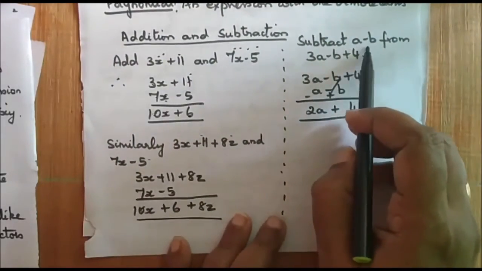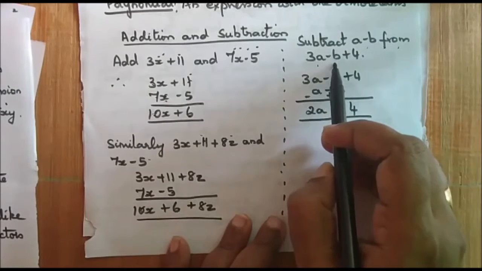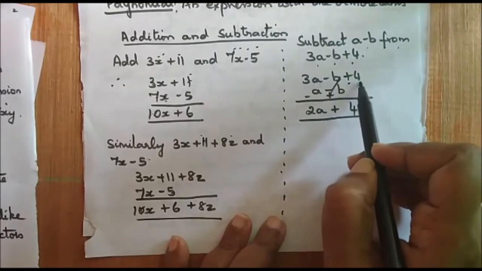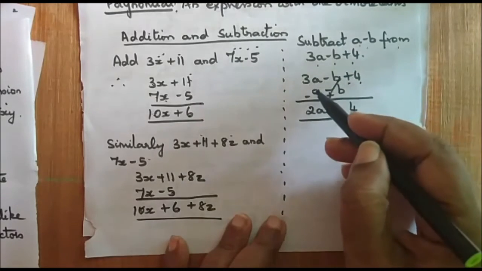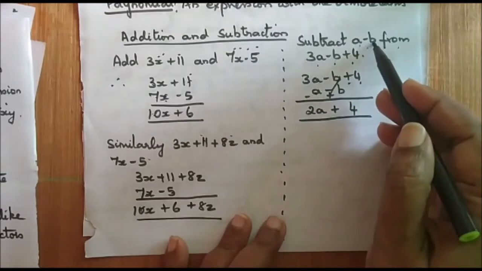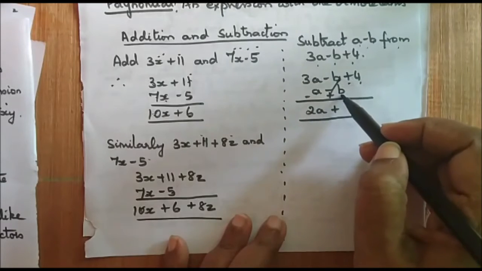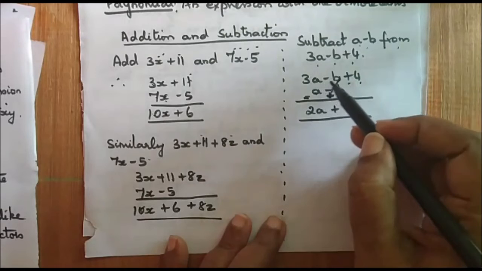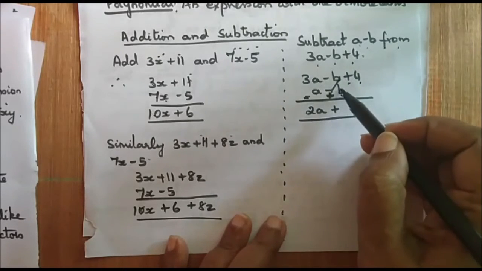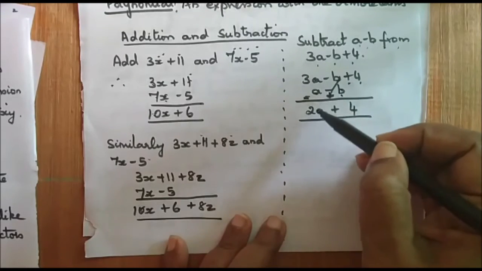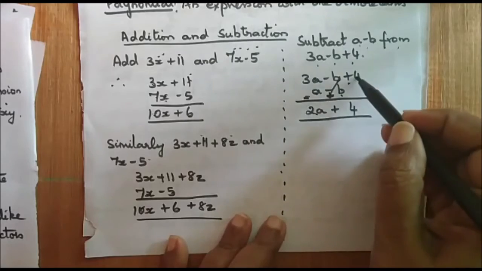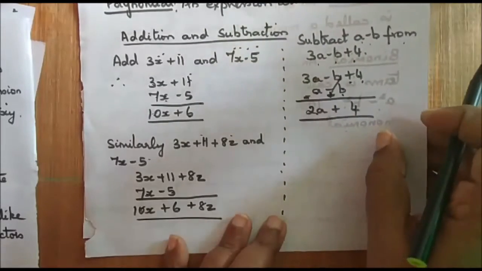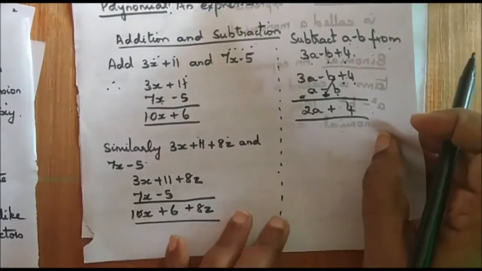Now subtract a minus b from 3a minus b plus 4. So I write 3a minus b plus 4. A, I will write beneath my 3a, and minus b I will write beneath my minus b. Now we will subtract it. We will change the sign. Here minus b and plus b will get cut. 3a minus a is 2a. So 2a plus 4 is the answer when we subtract both these expressions.